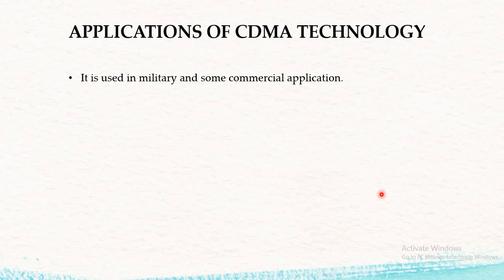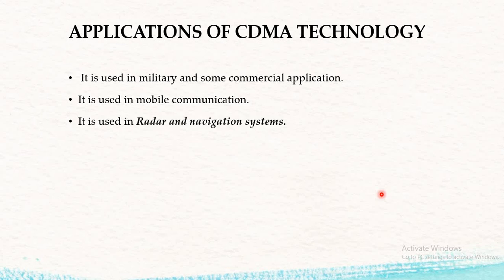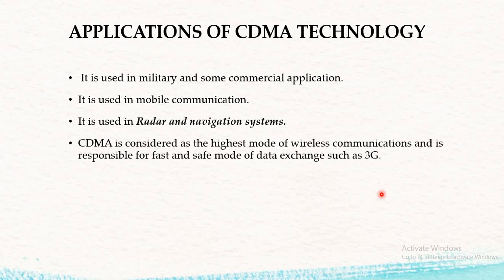Now where are we using this? These spread spectrum techniques are broadly used in CDMA technologies. It is used in military and some commercial applications where we need to put some security in the data. It is used in mobile communication. It is used in radar and navigation systems. CDMA is considered the highest mode of wireless communication, and it is responsible for the fast and safe mode of data exchange such as 3G.